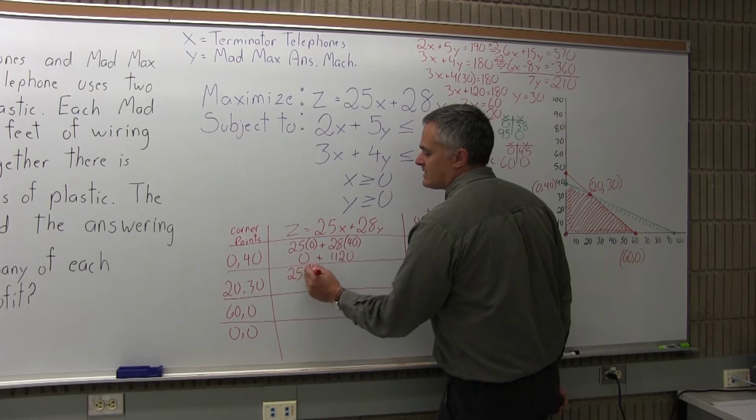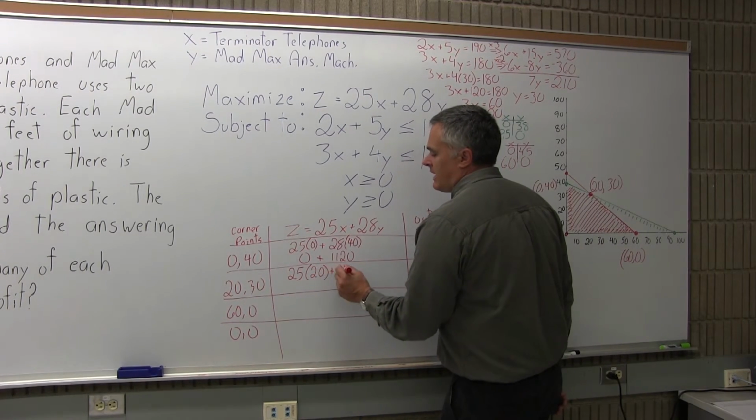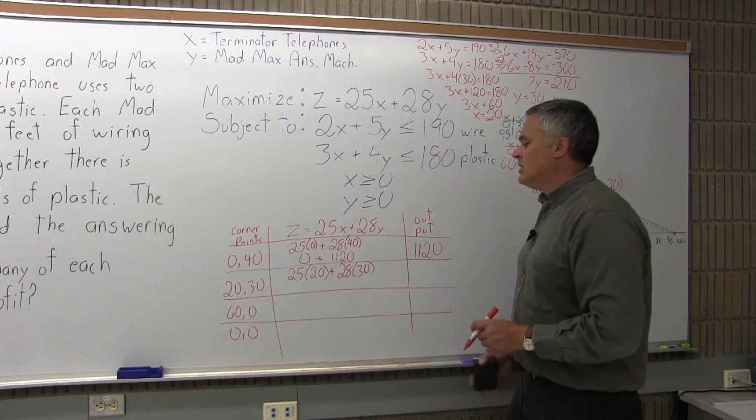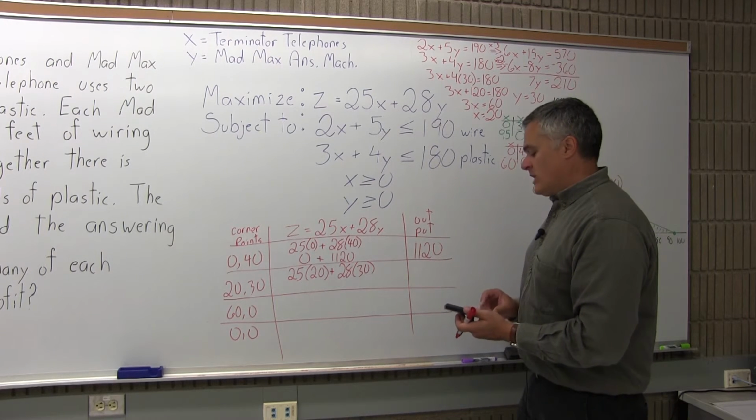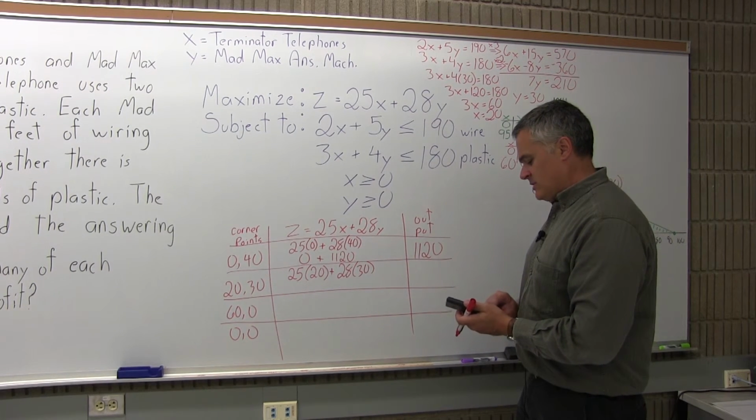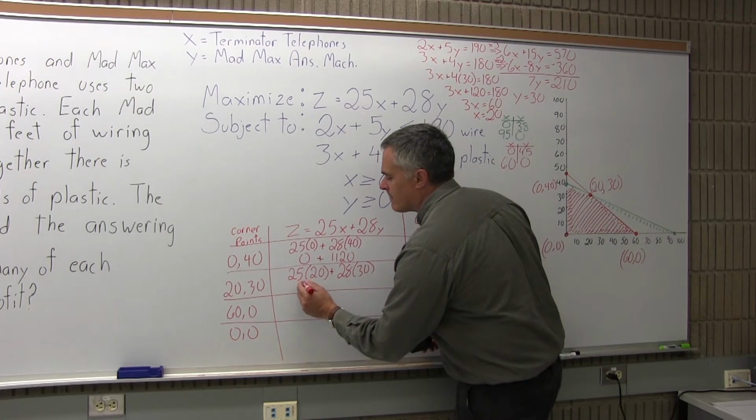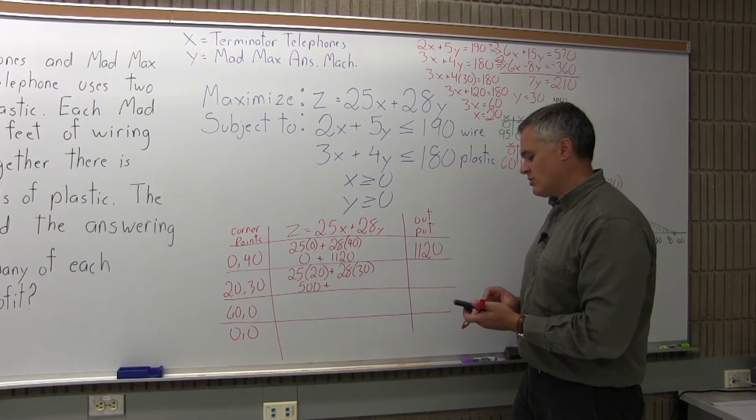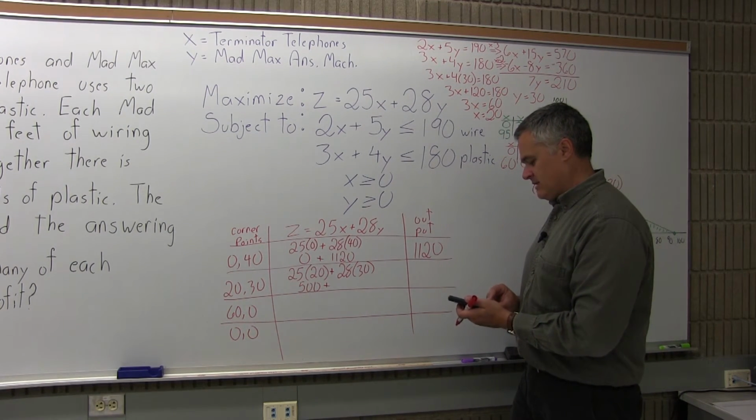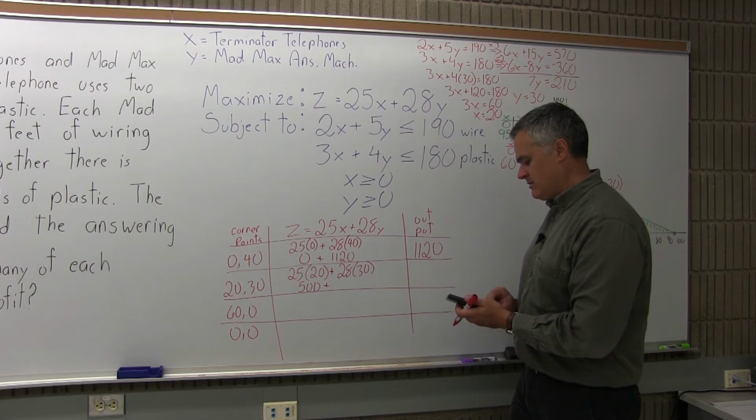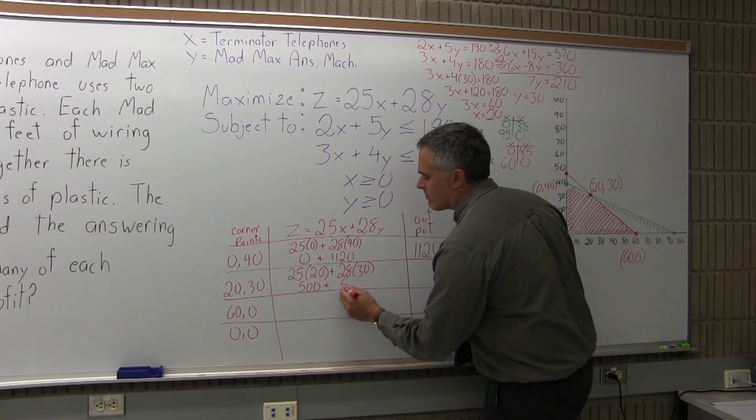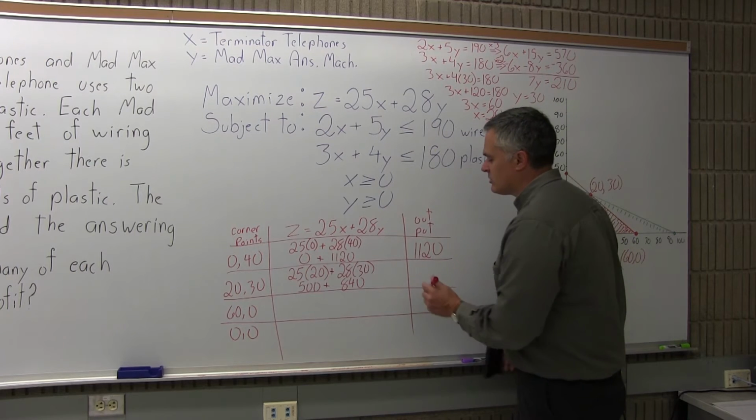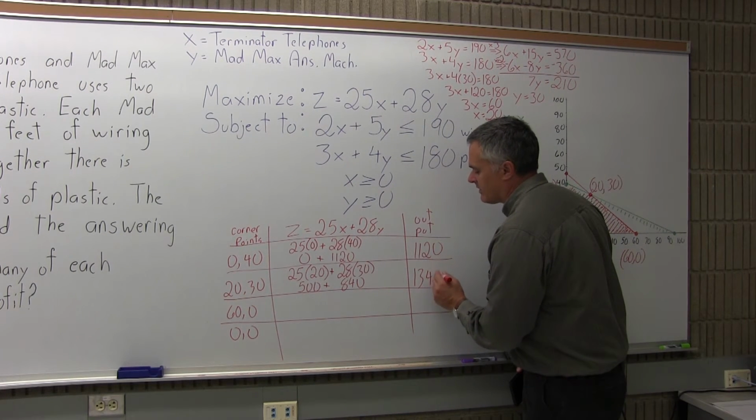So now the next corner point has an x value of 20 and a y value of 30. So 25x becomes 25 times 20. And 28 times y becomes 28 times 30. So 25 times 20 is 500. And then 28 times 30 is 840. So 500 plus 840 is 1,340.